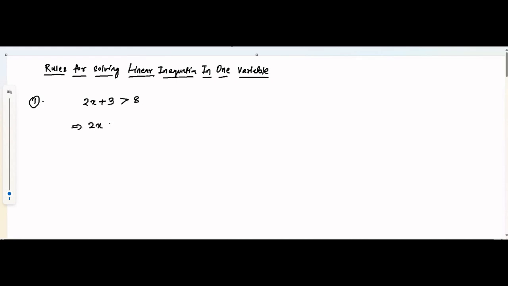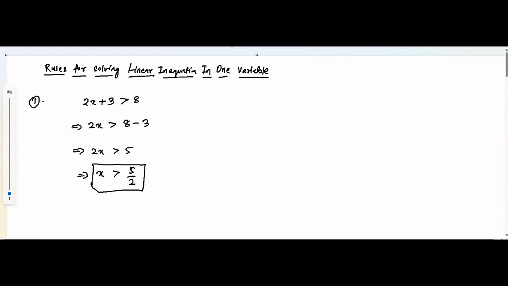That implies 2x is greater than 8 minus 3, or that implies 2x is greater than 5. That implies x is greater than 5 by 2. Here there is another rule, we have not come to that yet, but it will be greater than 5 by 2. You will see how we got this. This is the solution of the given inequation.